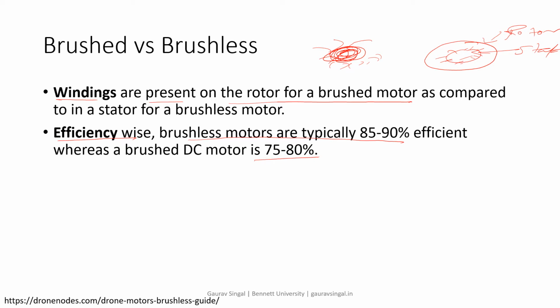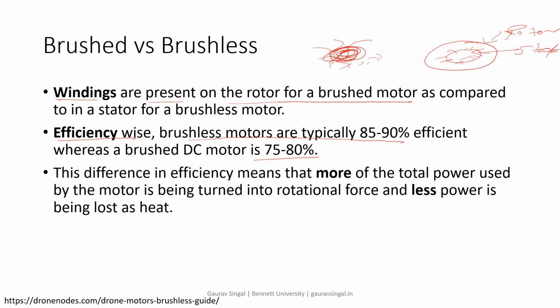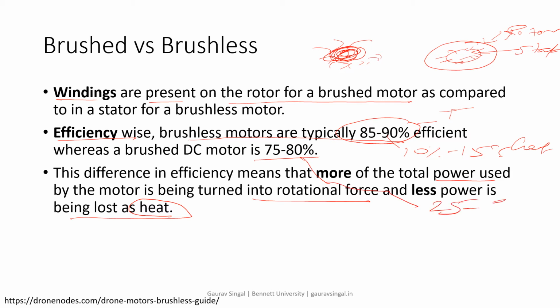So the next question is very simple. What is efficiency? Suppose you are giving some power to the motor, so how much power is used to generate force or torque, and how much power is lost as heat. So they are generating 85 to 90% in torque and the remaining 10 to 15% as heat. In this case, it is 20 to 25% in terms of heat.